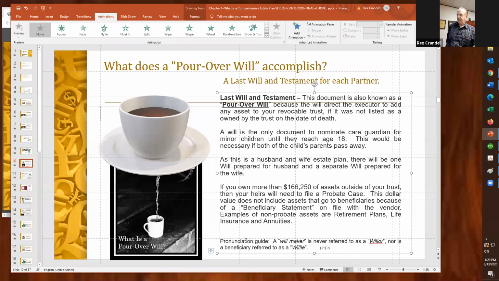And then we have a pronunciation guide here. As you know, for a trust, you have a settlor and a beneficiary. But I just wanted to point out, never make the mistake of calling them a willor and a willee. The person who makes a trust is a settlor, and the beneficiary is a beneficiary. I just hate it when that happens.